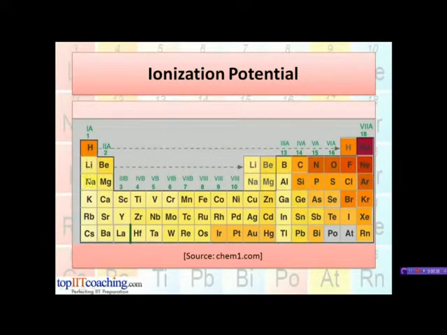Similarly, as we move down a group, that is from hydrogen, lithium, sodium to cesium, we find that as the size is increasing, the value of ionization potential is decreasing. So we can see that the alkali metals have very low values of ionization potential, whereas inert gases, due to their stable configuration, have very high ionization potential values. Similarly, nitrogen, which is half-filled orbital, again shows very high value of ionization potential.